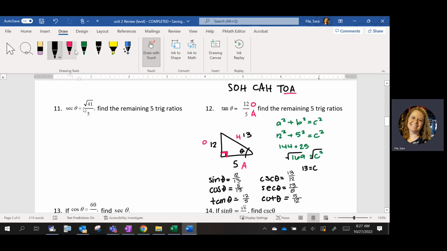So in this one, they're telling you secant. Well, we just determined secant is the reciprocal of cosine. So cosine was A over H. So secant's the reciprocal. It's H over A. So they're telling us H and A. So we have to sketch and label a triangle.